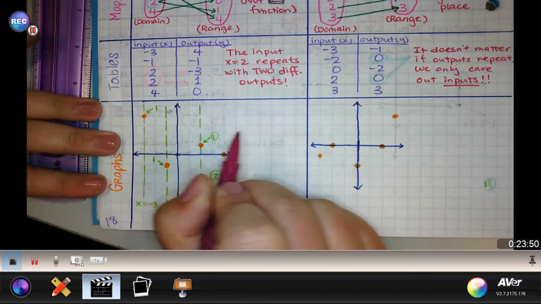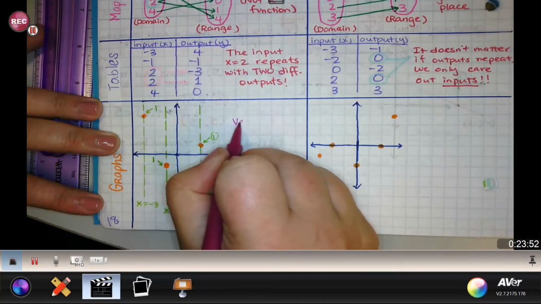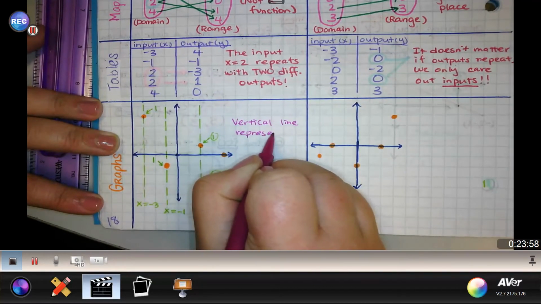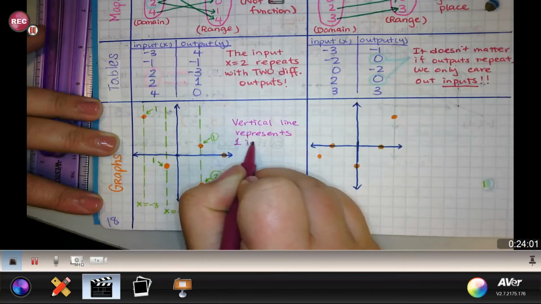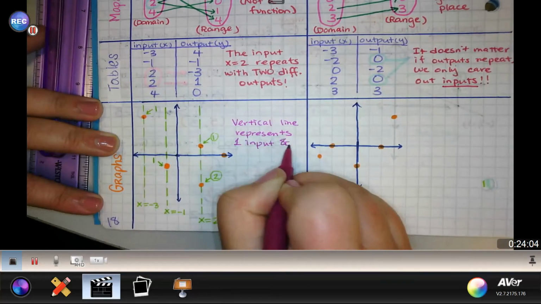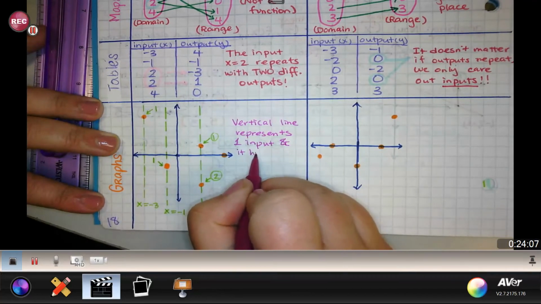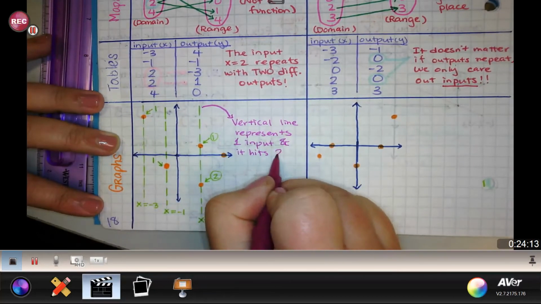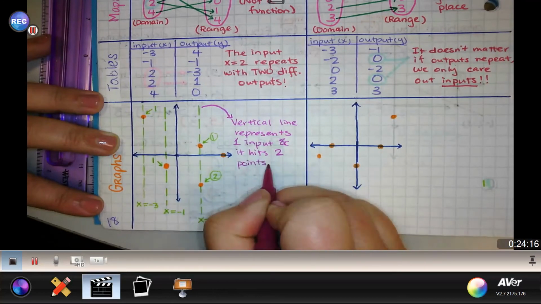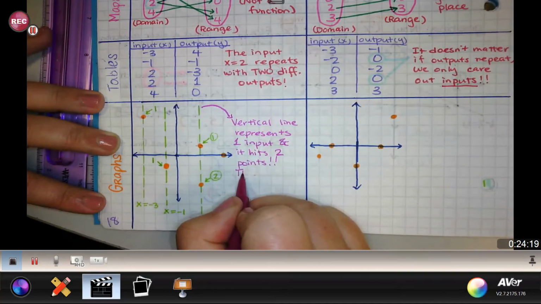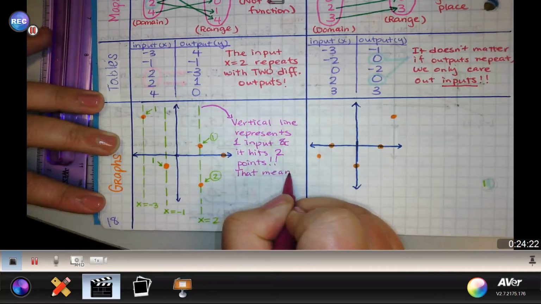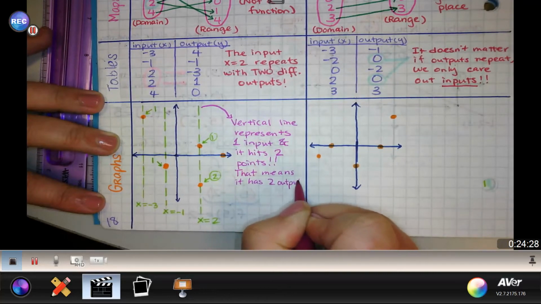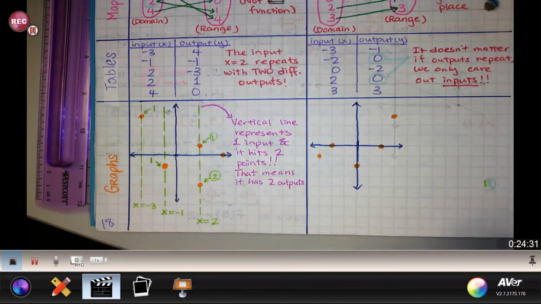The vertical line represents one input, right? Vertical line represents one input, and it hits, I guess I should draw an arrow because I'm referring to this line, 2 points. That means it has 2 outputs. So again, not a function, obviously, because we've just used the same points every single time.